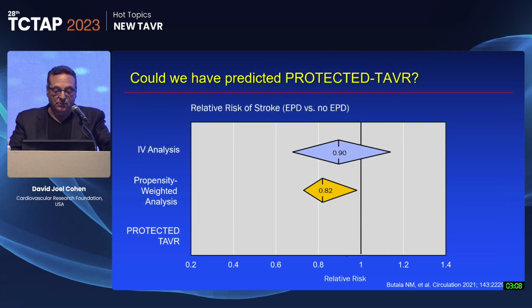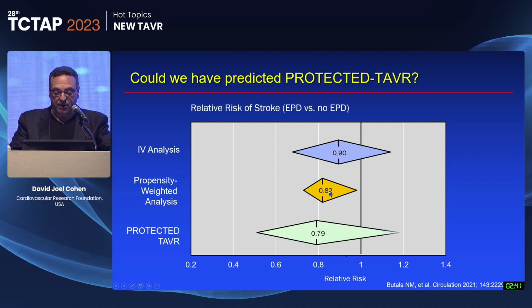PROTECTED-TAVR data. One interesting question is whether we could have predicted the PROTECTED-TAVR data, and Samir mentioned in his presentation that we did an analysis of about 120,000 patients from the TVT Registry, published it 2 years before PROTECTED-TAVR was published, and in that analysis, we found in the primary analysis about a 10% relative risk reduction for stroke, which was not statistically significant, but in a secondary analysis, we found about an 18% relative reduction of stroke. And if you look at the PROTECTED-TAVR results, they are virtually identical to that.